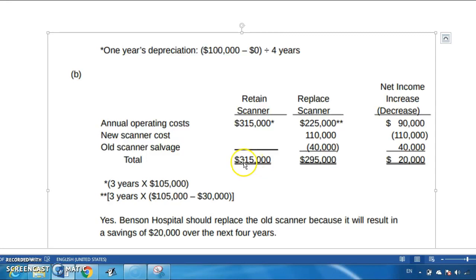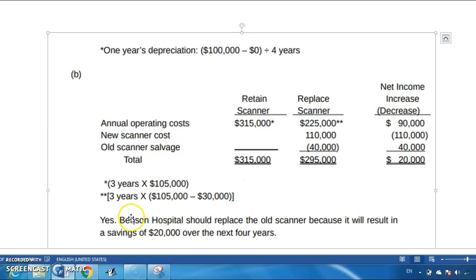So now if we look at the total, to retain the scanner, the total amount that it will cost the hospital is going to be $315,000. And if the hospital is to replace the scanner with a new one, it is going to cost the hospital $295,000. So if you take this one and minus this one from it, it's going to give you $20,000 net income increase. So if you look at this, the hospital will save itself $20,000 if it replaces the scanner.